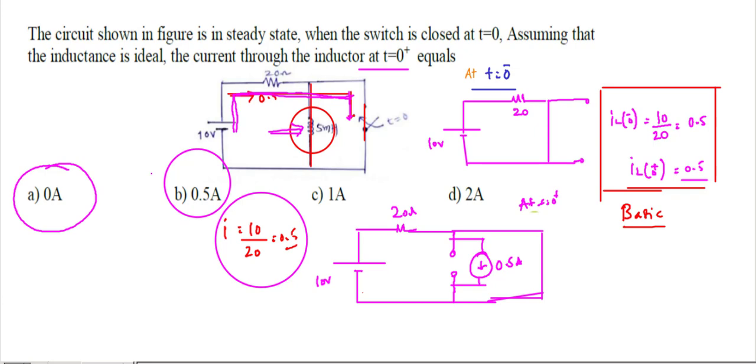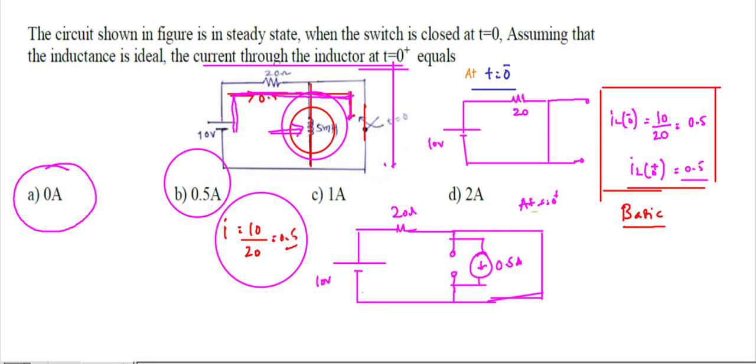I am asking that if the switch is closed, the inductor is short circuited. The current always flows through the minimum resistance path. So 10 by 20 is 0.5 amperes. This 0.5 amperes goes through this switch only. So the current flowing through this inductor is 0.